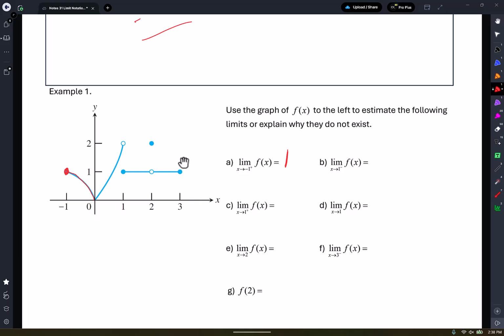Limit as x approaches 1 from the left. So here's 1, and I'm approaching from the left. What is that y value? 2. Yeah, good job. There it is.